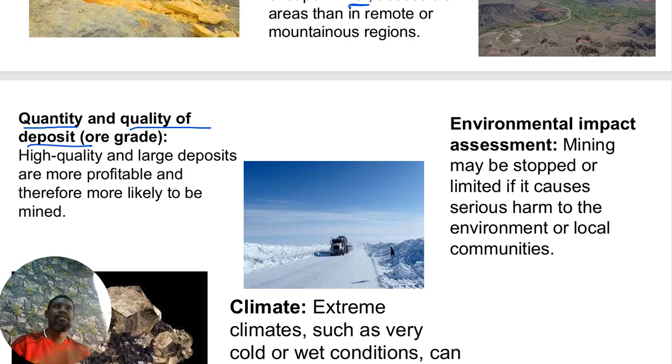Remember, the ore is a deposit of rocks that contain minerals and metals. So you check if it is a high quality and large deposit, you know it will be more profitable and therefore there will be need for you to extract it. But if it is of low quality or has a low grade ore, then you might decide not to extract it because you will not make much profit from it.